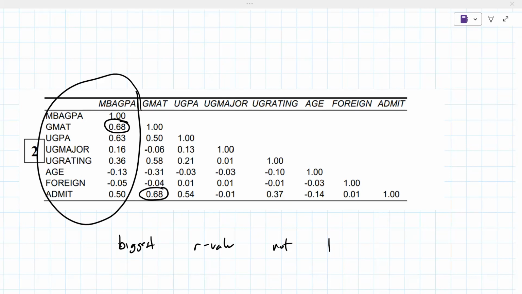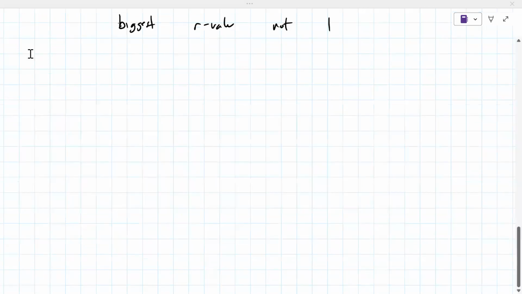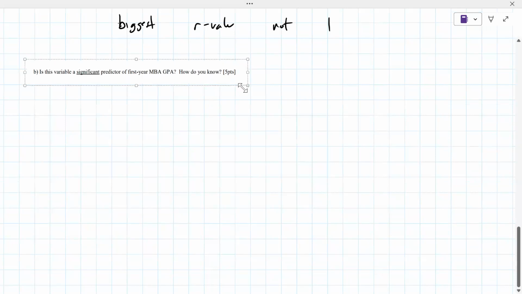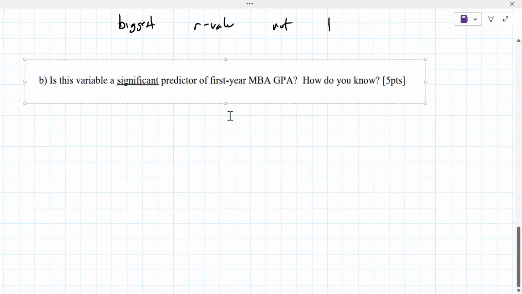Okay, so now let's go to part B. All right, and so now I get it. You definitely do not need Excel. You don't need a data set. You just need to use the tables. Is this variable a significant predictor of first year MBA GPA? How do you know?